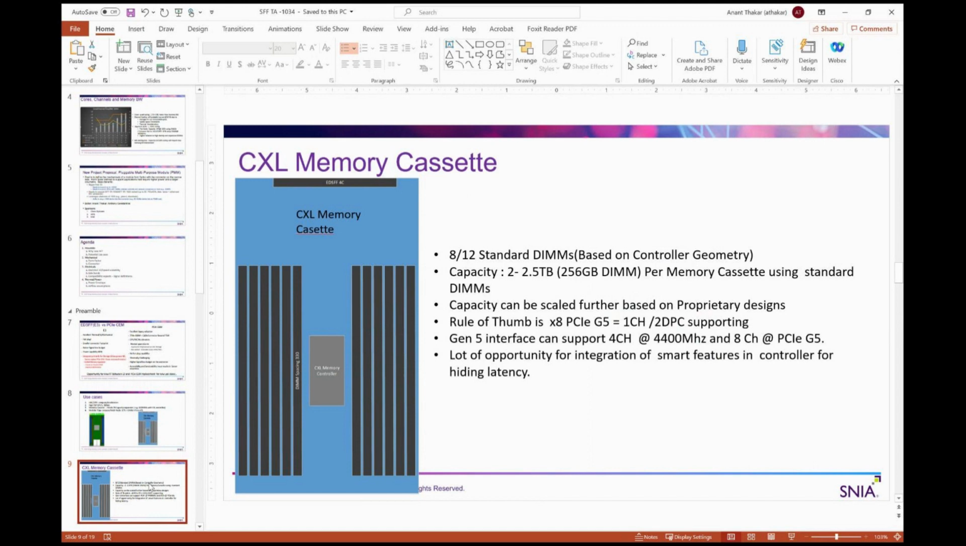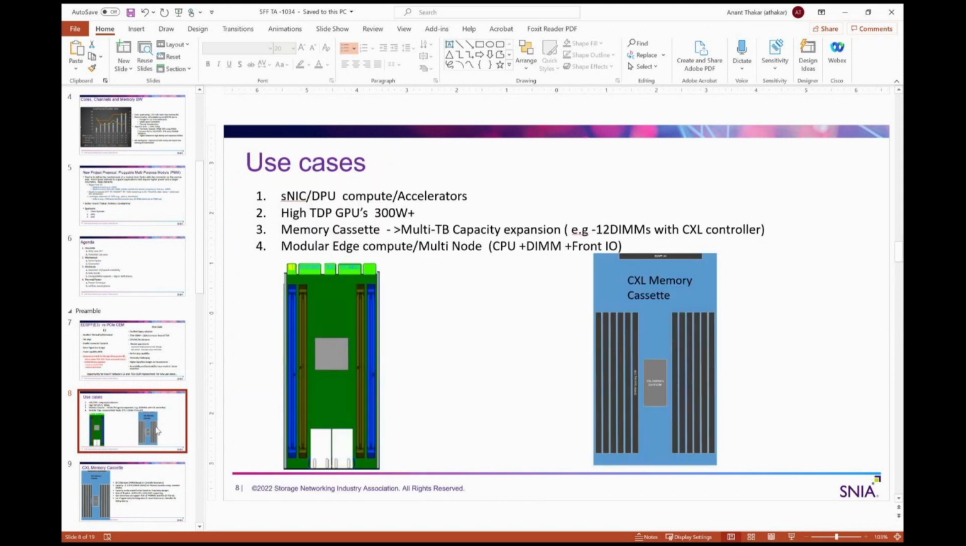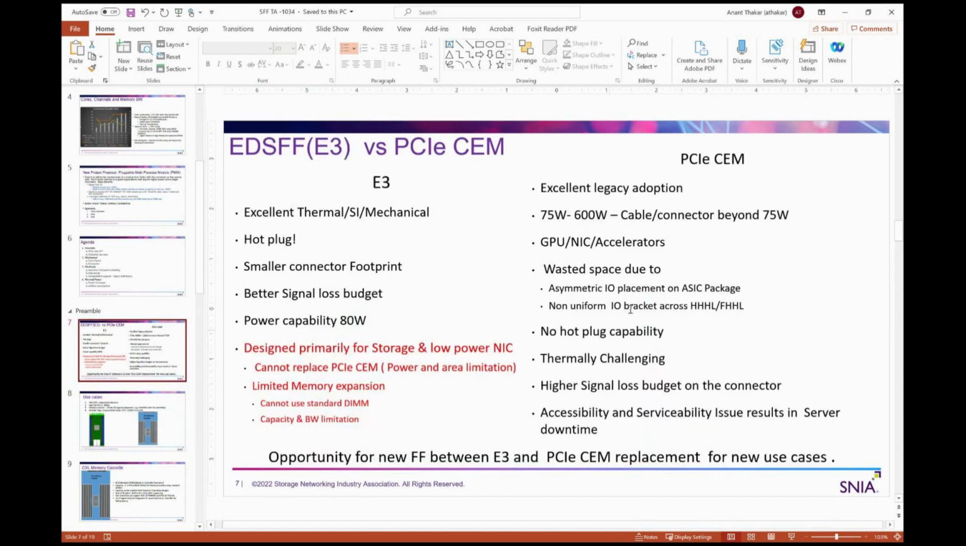Plus controller cost, by the way. This form factor is not just the memory thing. I skipped a lot of the other use cases here. Basically, it is designed for SNIC and DPU compute, high-TDP GPUs, 300 watts. So we're trying to get the PCIe card market by using a new hot plug capability, which is missing on the current PCIe, and serviceability issues. Those are the two issues, and there is no form factor which exists around 350 to 400 watts which can offer you that kind of x32 IO performance from the CXL or PCI side.